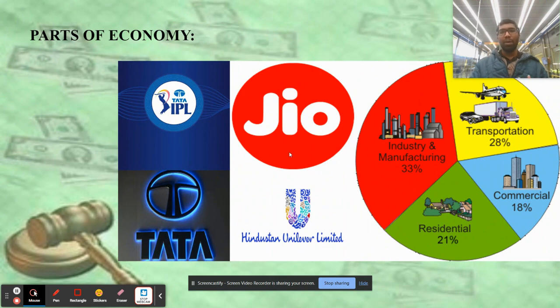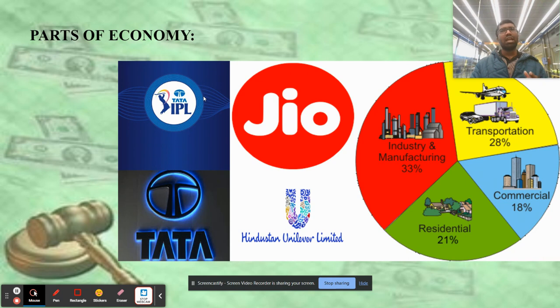If you see the pie chart here, this is the chart of United States. So we can see the total economy in United States in that 33% contribution is by industry and manufacturing, 28% by transportation, 21% by residential, and 18% commercial. Whereas if you come to India, it is more of agriculture and industry. And so these are some of the major contributors for economy.